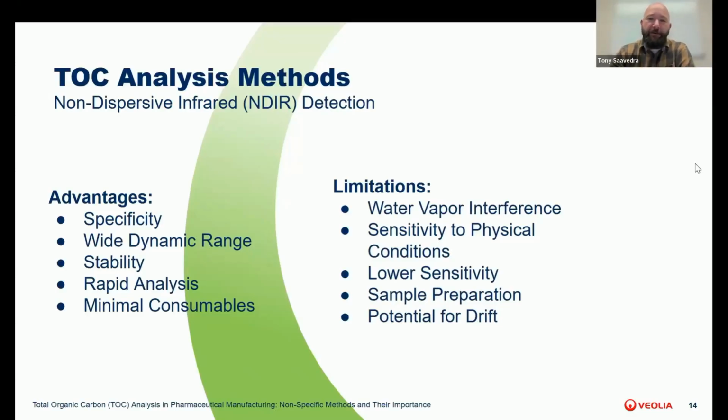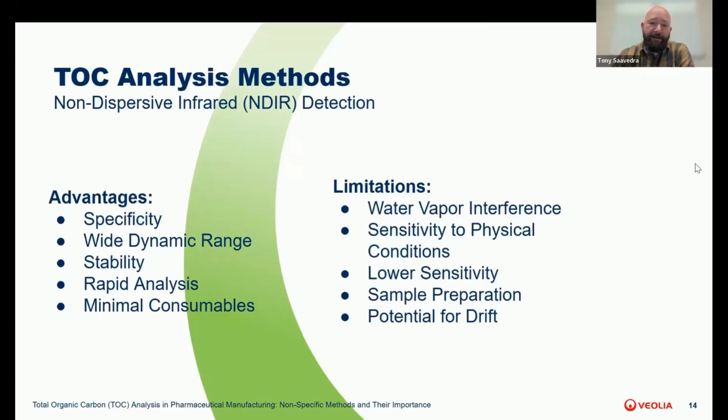I don't have a nice video for this one, but let's walk through it. The NDIR starts in a similar way to other methods. The sample enters and is first oxidized to convert all organic carbon to CO2. Then there's an infrared light source that emits a beam at a specific wavelength that only CO2 can absorb. The CO2 from the sample absorbs some of this infrared light, and the amount of light absorbed is proportional to the concentration of CO2 present. By measuring the amount of infrared light that reaches the detector and is not absorbed, the instrument can determine the CO2 concentration and consequently the TOC in the original sample.